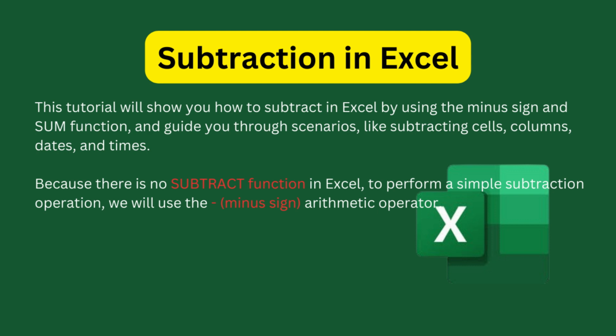So in this video we will discuss how to subtract cells, columns, dates and times in Excel. Basically there is no subtract function in Excel to perform a simple subtraction operation. To subtract numbers we will use the minus sign.